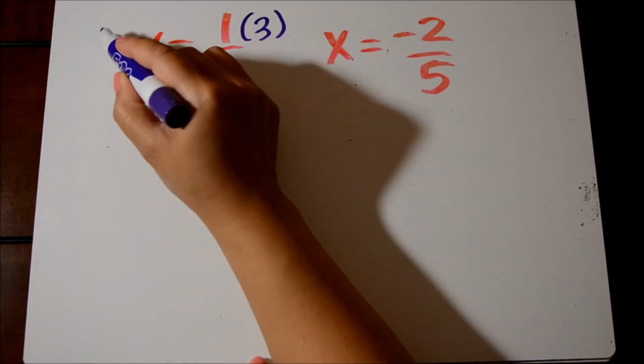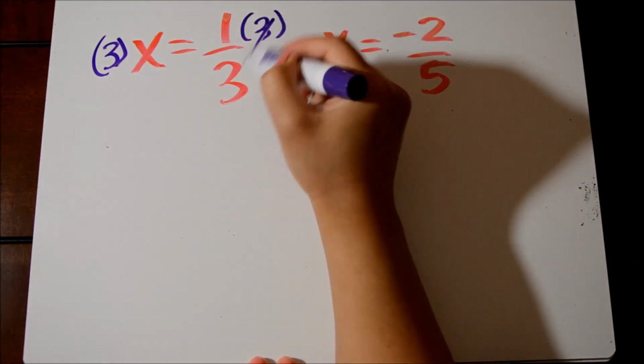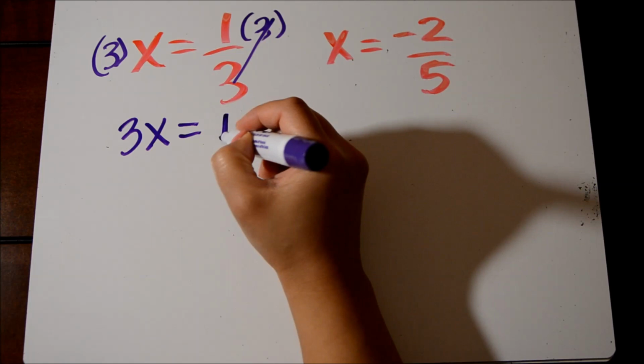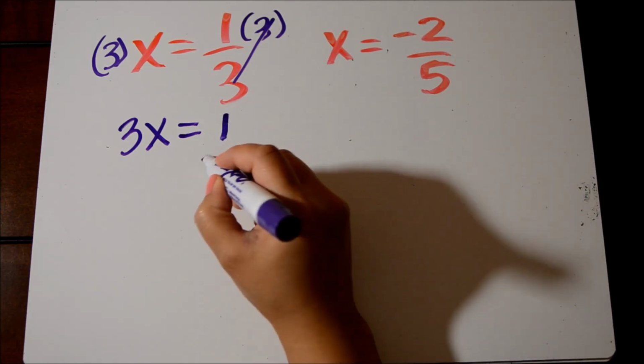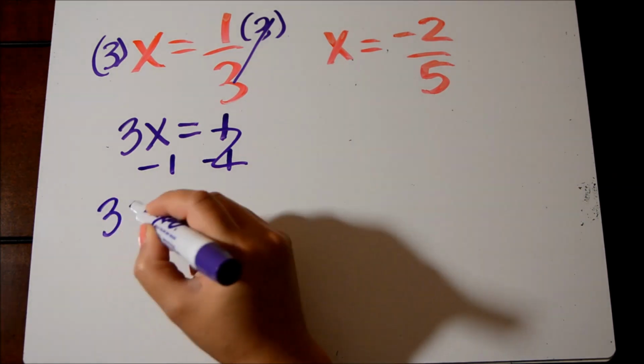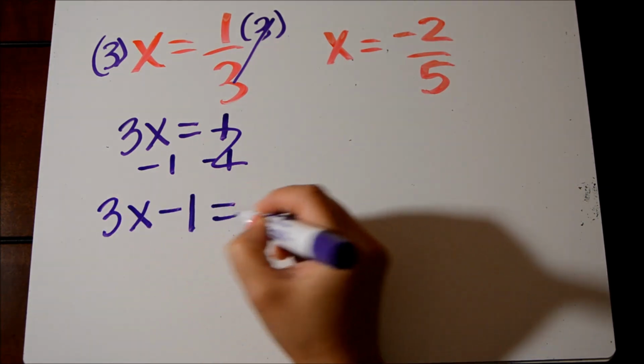We're going to multiply both sides by 3, zeroing it out on the right-hand side. We get 3x equals 1. And now to undo the 1 or set it equal to 0, we're going to subtract 1 from both sides. And we get 3x minus 1 equals 0.